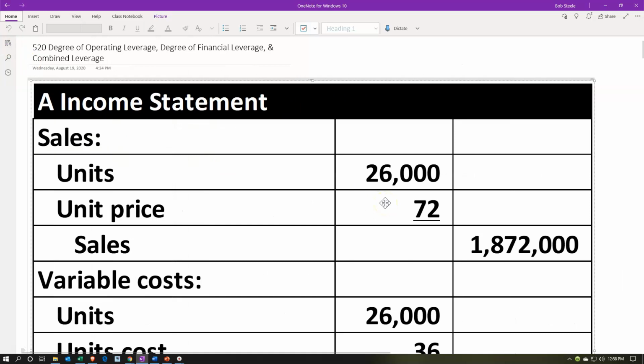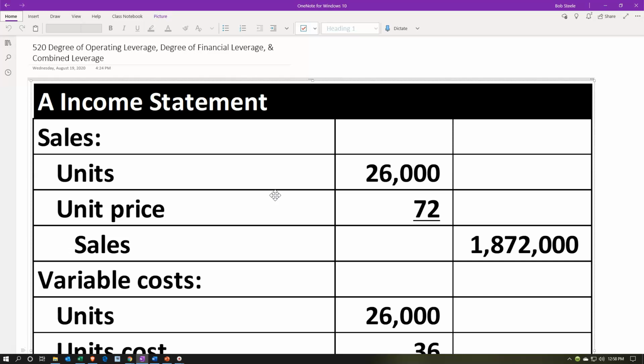We'll go over all the information up top, and then we'll see a smaller portion of that information as we work through the practice problems. Remember, we're focusing on part one of a two-part problem, which is the degree of operating leverage. So we have our income statement. This is going to be A, as we'll have an A and B scenario.